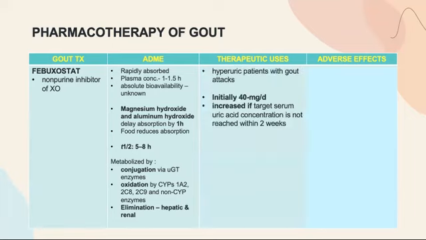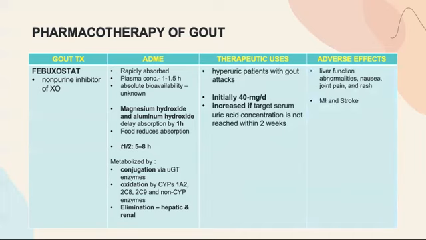Febuxostat is approved for hyperuricemic patients with gout attacks, but is not recommended for treatment of asymptomatic hyperuricemia. It is available in 40 and 80 milligram oral tablets. A dose of 40 milligrams per day lowers the serum uric acid to similar levels as 300 milligrams per day of allopurinol. Therapy should be initiated with 40 milligrams per day, and the dose increased if the target serum uric acid concentration is not reached within 2 weeks.